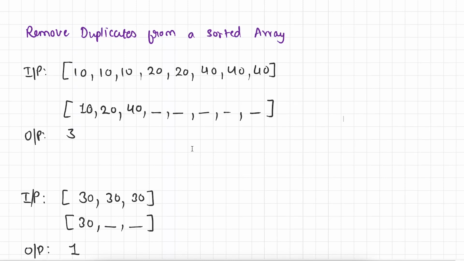So let's get started. Let's see this problem. We are given a sorted array and we have to remove all the duplicate elements from this array. To understand this problem, let's see a few examples.